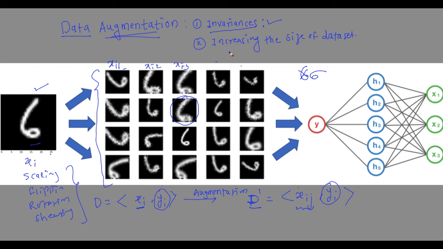The other use is increasing the size of the data set. Sometimes the data set is small, right? So in order to make a bigger data set, we use this technique called data augmentation, just to increase the size of the data set in order to have better training of the model. So these are the two uses of the data augmentation technique. One is invariance, making the model robust to any orientation of the object, and other is increasing the size of the data set.